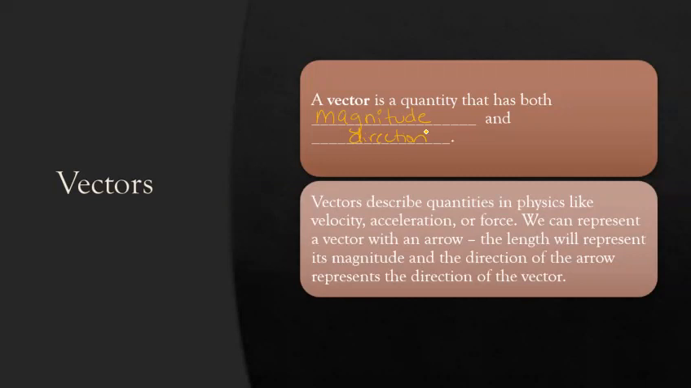It's a quantity that has both a magnitude, a number associated with it, an amount, how big or how little, and a direction. So vectors describe quantities in physics like velocity, acceleration, or force. There's others out there, but those are the main ones that we look at. And we can represent a vector with an arrow.